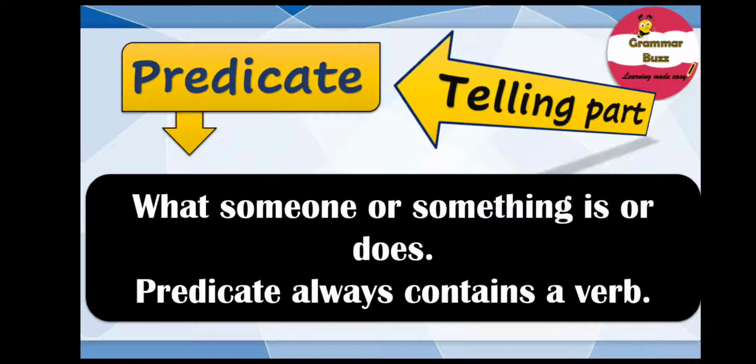What action is being performed by the subject? So, the predicate, remember, is the telling part of the sentence. Most importantly, predicate always contains a verb. Remember that. Predicate always contains a verb, and it tells us what someone or something is or does in a sentence. Now let us take a look at a few sentences in order to understand predicate a little more.